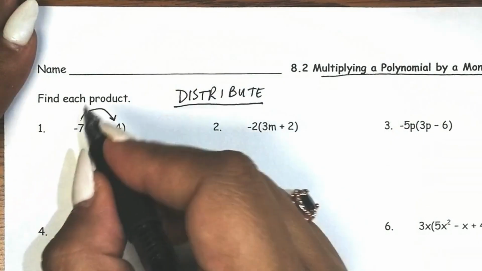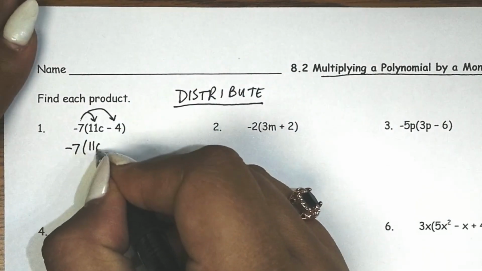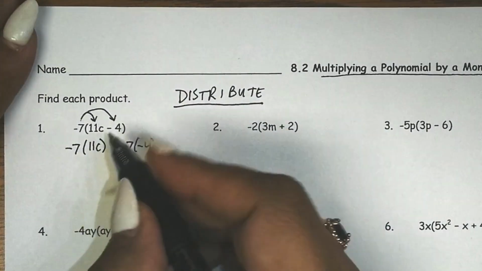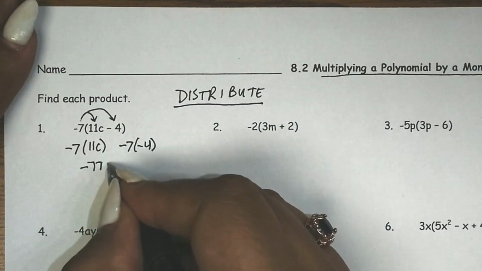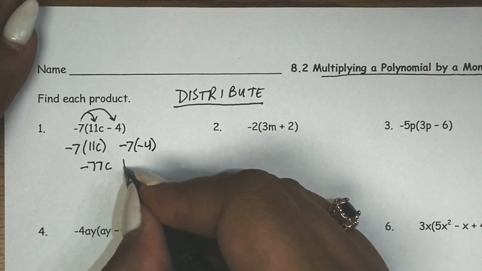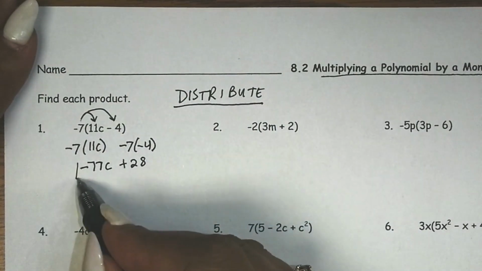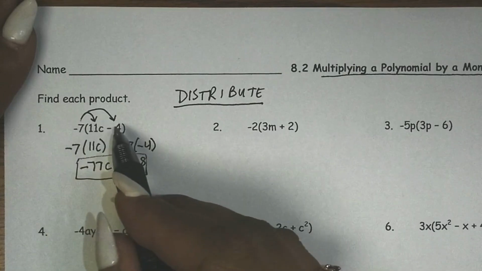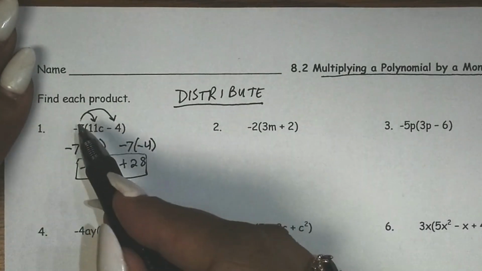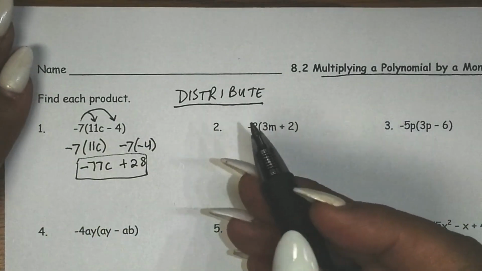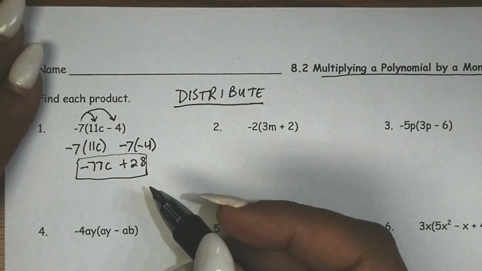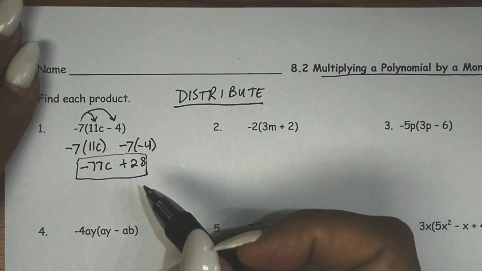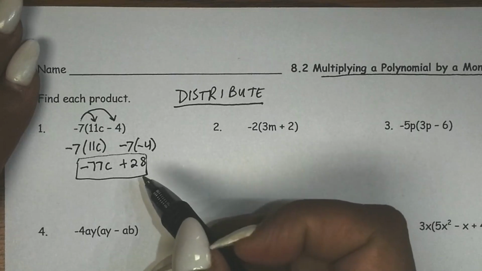So you're going to do -7 times 11c and -7 times -4. -7 times 11c is -77c, and -7 times -4 is a positive 28. This is my end product when I multiply these two polynomials together, this monomial with this binomial. Now you need to know how to create your box with the box method, because that's how we're going to be factoring when we get to factoring.